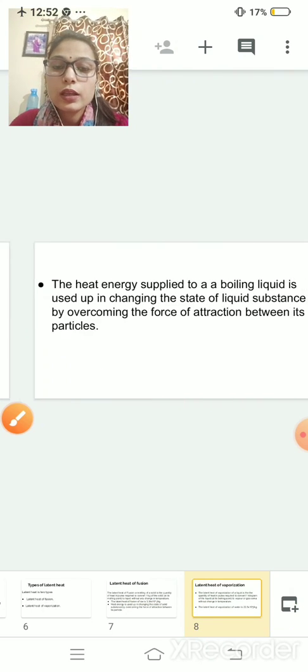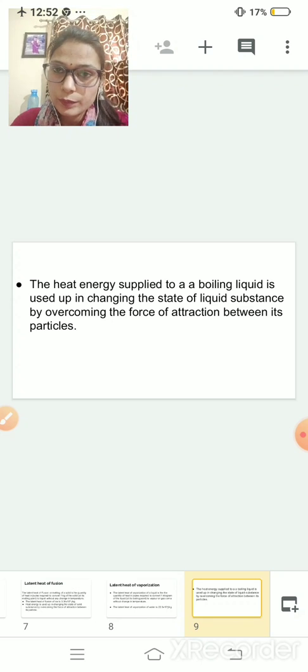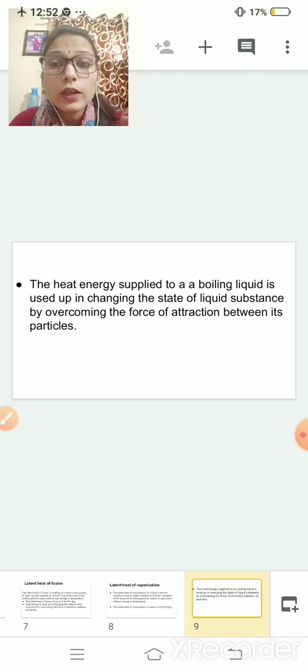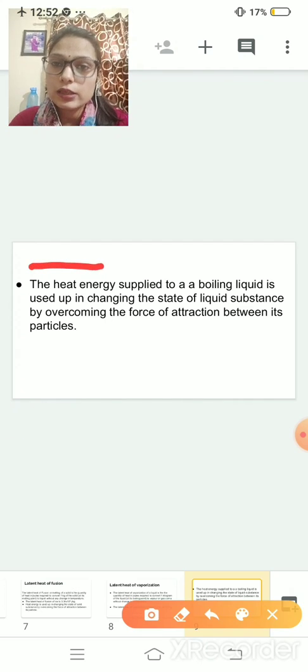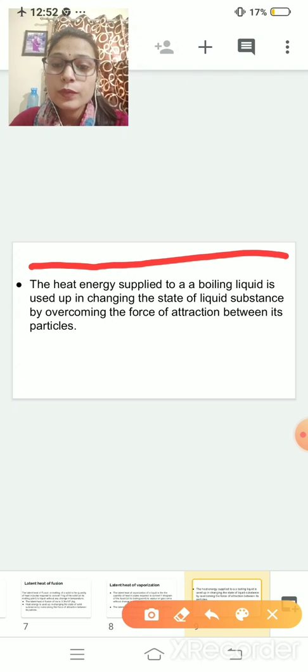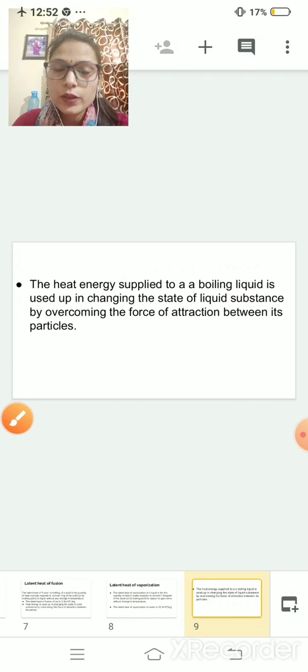Clear to you? Now the heat energy supplied to boiling liquid is used up in changing the state of matter, and it will not raise the temperature of liquid, and it will overcome the force of attraction between its particles. So it is written over here, the heat energy supplied to the boiling liquid is used up in changing the state of liquid substance by overcoming the force of attraction between its particles. Clear? So we have done that.